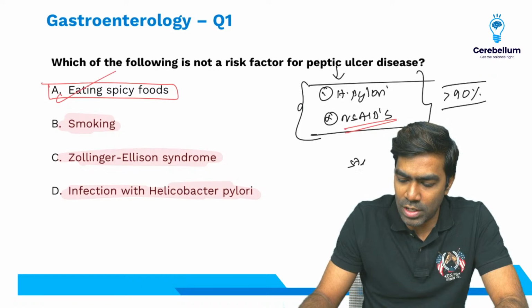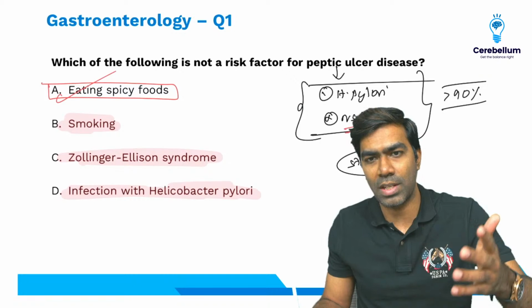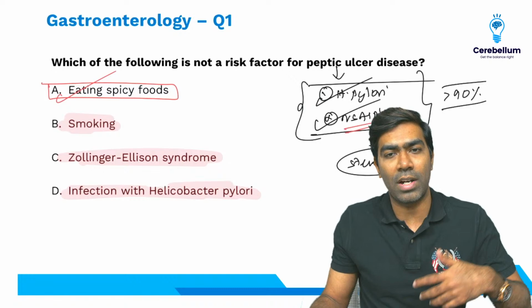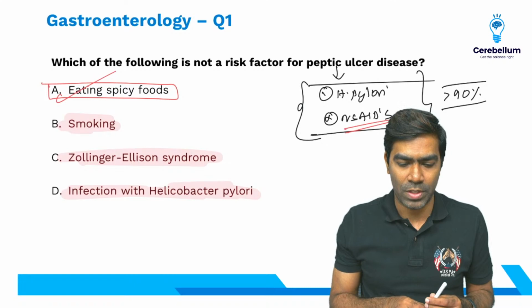When I'm taking something else, for example, I'm taking steroids and on top of that I'm taking NSAIDs, the risk is very high. If I'm having an underlying H. pylori infection, the risk is going to be very high. But steroids alone is not a very significant risk factor. But definitely not eating spicy food.